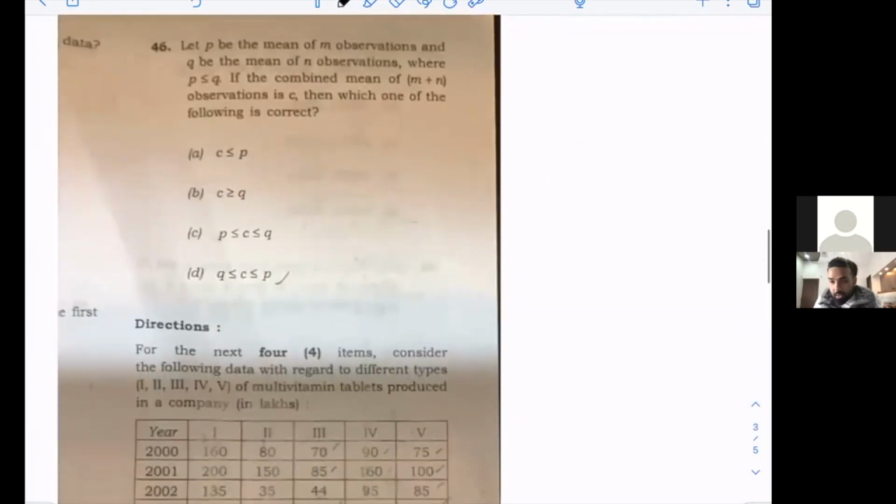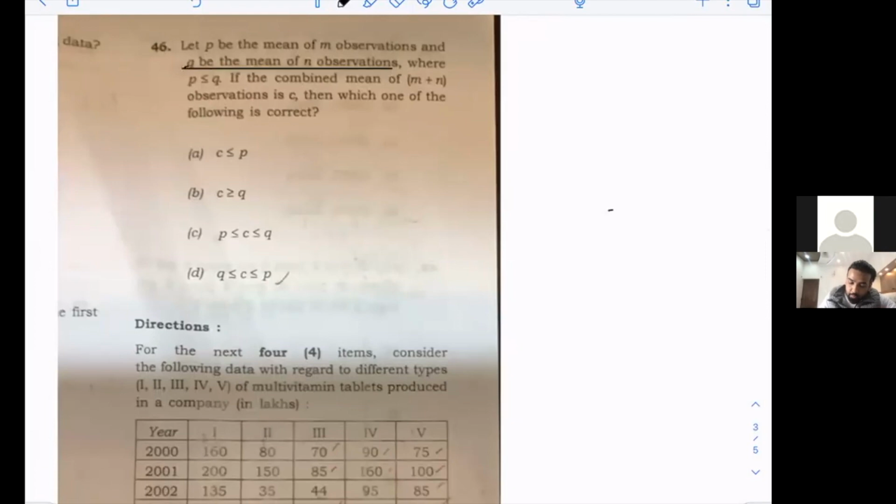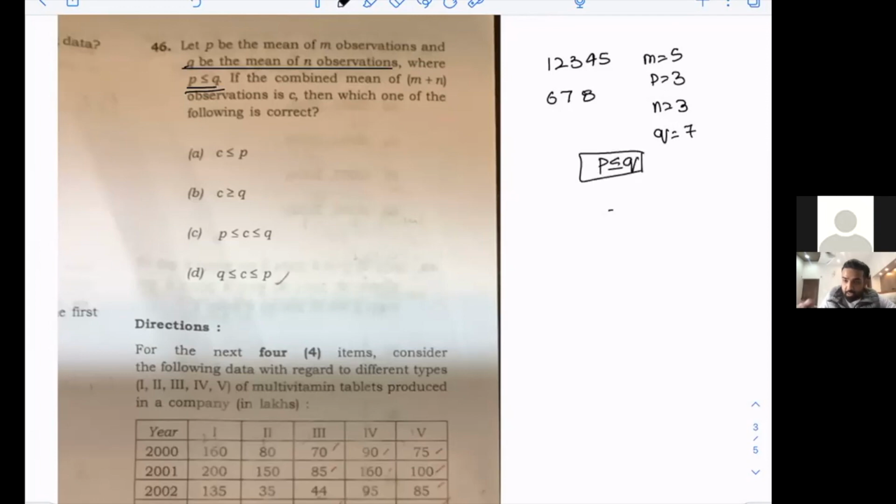Okay, next question. Again, a very simple question, and I'm going to use simple maths. Let P be the mean of M observations, and Q be the mean of N observations, where P is less than Q. So we say we had 5 observations. M is 5. P comes out to be 3. This is the mean, the central value. And Q is the mean of N observations. We take N as 3 observations: 6, 7, and 8. What would be Q? Q would be 7. Now, what is correct is P is less than or equal to Q. We have satisfied the equation.